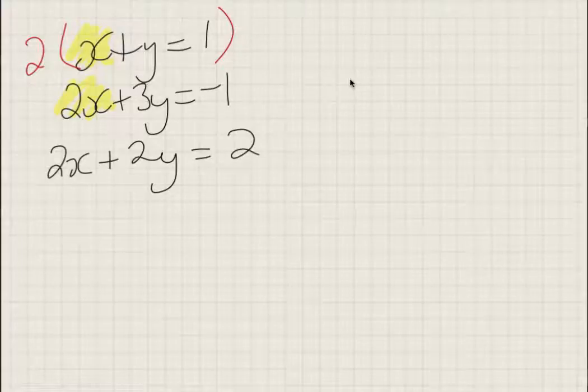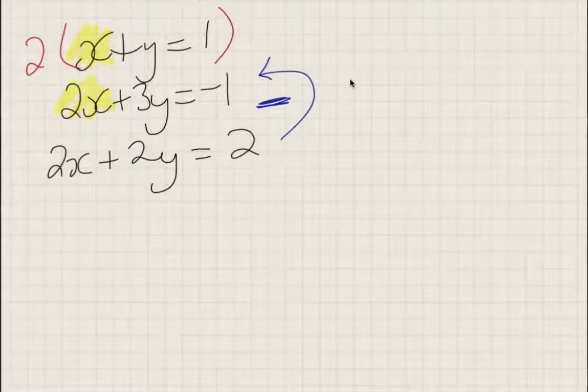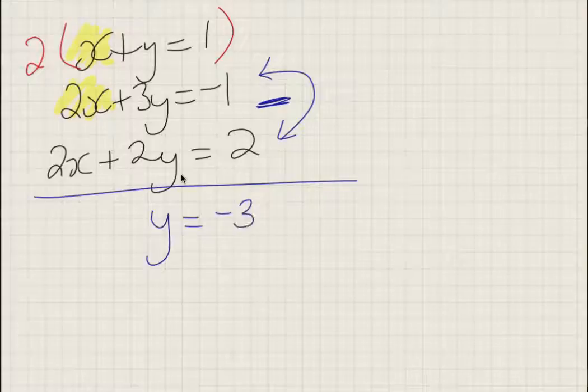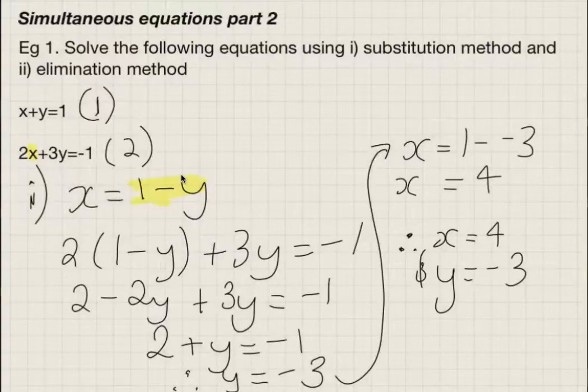And then, if I then subtract these two equations here and here, my x's will cancel out because 2x take away 2x is 0. 3y take away 2y is simply y. And minus 1 minus 2 gives minus 3. And we're already there. We've got y equals minus 3, which is what we had as our answer before.